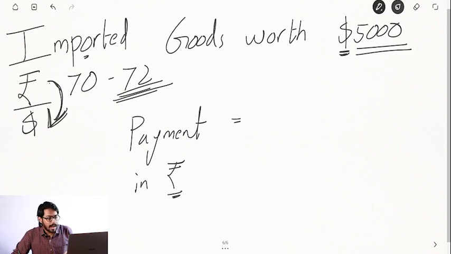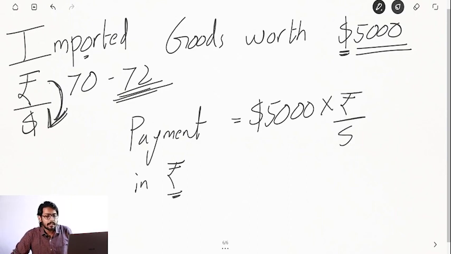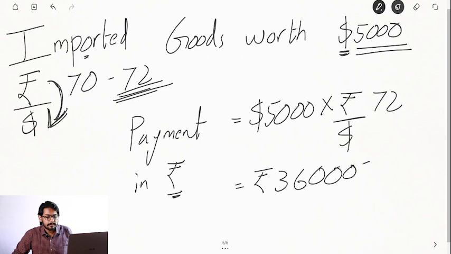Okay, so you will have to pay $5,000 into rupee by $72. 5,000 into 72, I think is rupees 3,60,000. Is it 3,60,000? Let's quickly check it out.